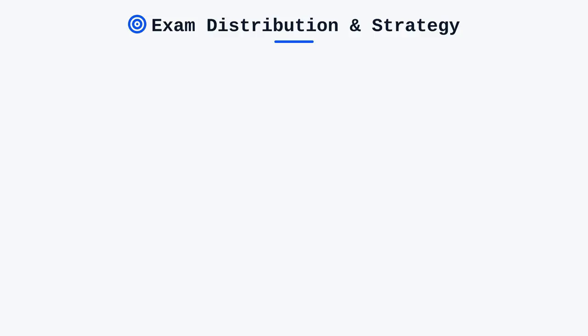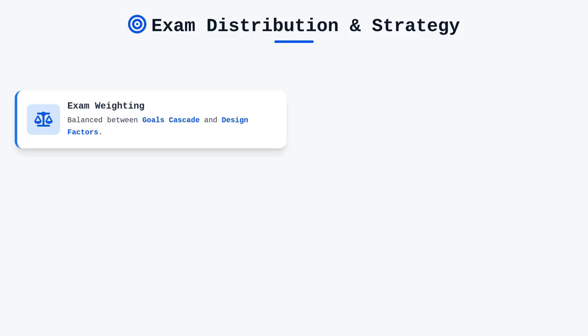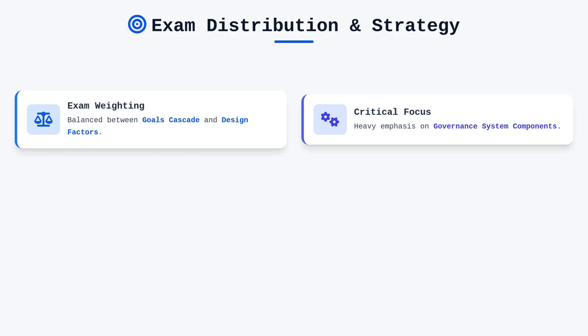Understanding the distribution of questions across the domains is a key part of your strategy. While the core model reference provides a complete view of all objectives, the weight of the exam is balanced to reflect the importance of both the goals cascade and the design factors. Expect a significant portion of the exam to evaluate your grasp of the governance system components, as these form the actionable foundation of the framework.